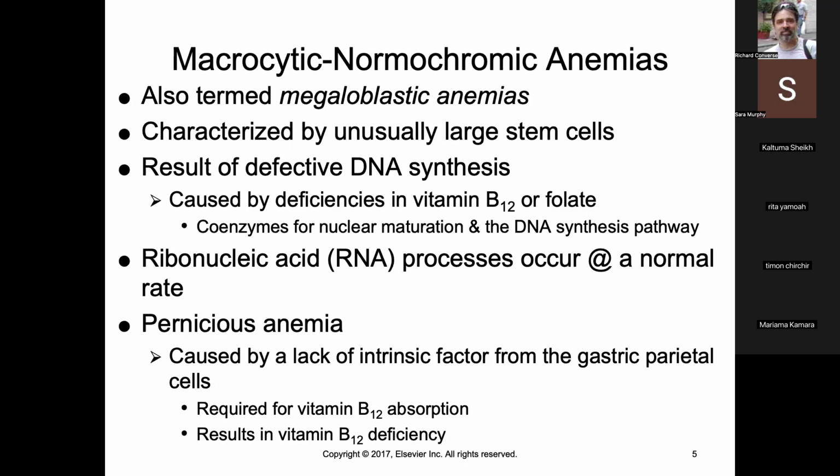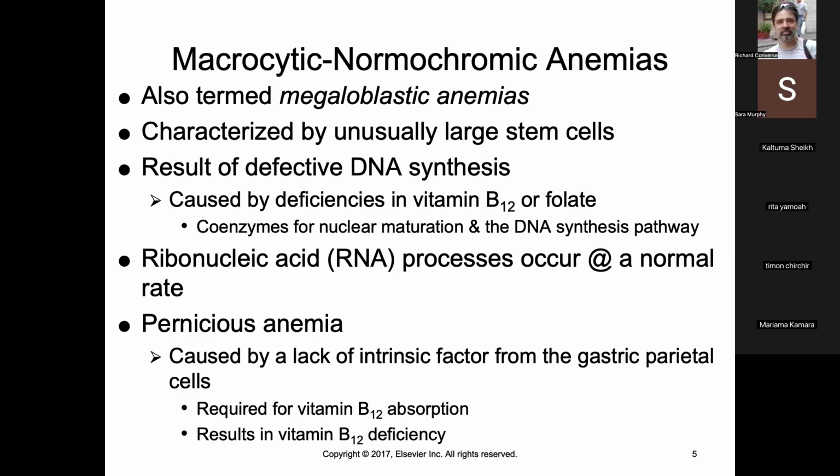Macrocytic normochromic anemias, also called megaloblastic, are characterized by large stem cells because of defective DNA synthesis caused by deficiencies in B12 or folate, either ingestion or absorption. These are important for DNA production, and so if you can't make the hematopoietic stem cell, then you can't make the erythrocyte. Even though there is no DNA in the erythrocyte, there's DNA in the precursor. RNA processes occur at a normal rate.